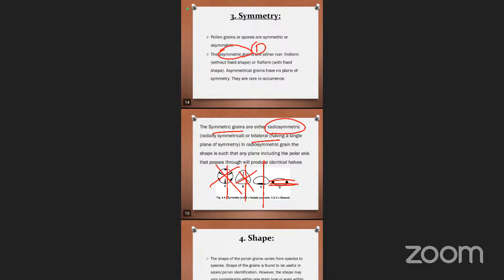Is it clear? Symmetry? Yes, sir. Right. The next aspect is the morphological aspect, shape. The shape of pollen grains varies from species to species. This shape is also useful in spore and pollen grain identification. The shape may be considered based on the polar axis distance and the equatorial axis distance. Let's see how the polar axis and equatorial axis are involved in identifying the shape.